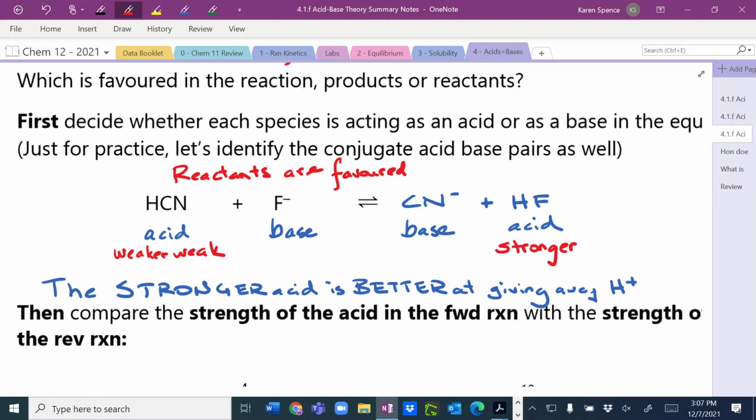When you square them, you do it when it's got a coefficient of 2. When you're working with a Ksp value and you've got a 2 coefficient, you will square it. Yes, also squaring.